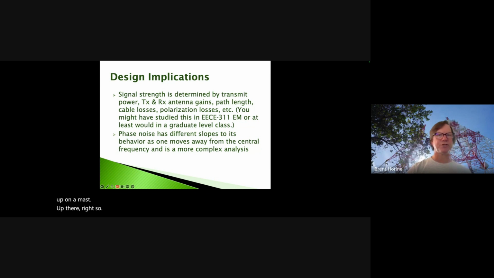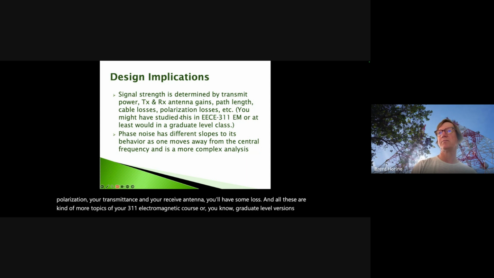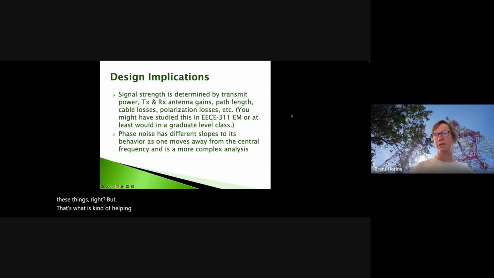So then you also have polarization losses. Most antennas are polarized in one way or another, vertically or horizontally or maybe circularly. If you have some mismatch between the polarization in your transmit antenna and your receive antenna, you'll have some loss. Now, all these are more topics of your 311 electromagnetics course, or graduate level versions of these things, right? But that's what is helping set the signal strength that you actually have when you start integrating things, when you actually start processing it in this system, right?